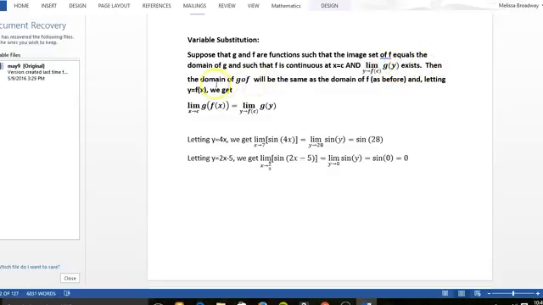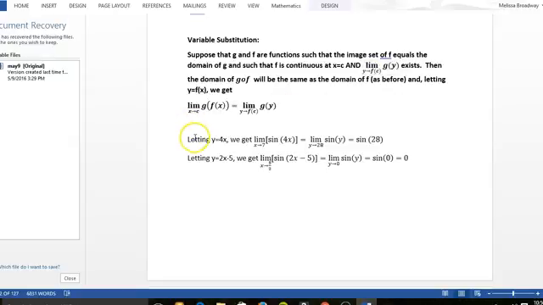Then the domain of g composed f will be the same as the domain of f as before, and letting y equal f of x, we get the limit as x goes to c of g of f of x equals the limit as y goes to f of c of g of y. I didn't necessarily promise the continuity of g at f of c. It could be, but it might not necessarily be continuous there.